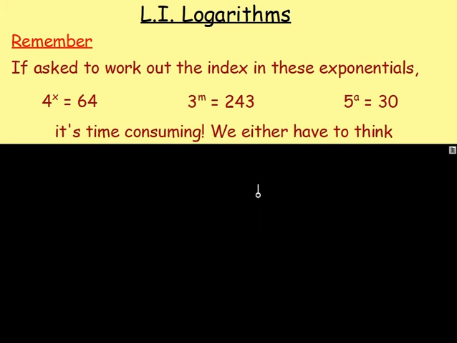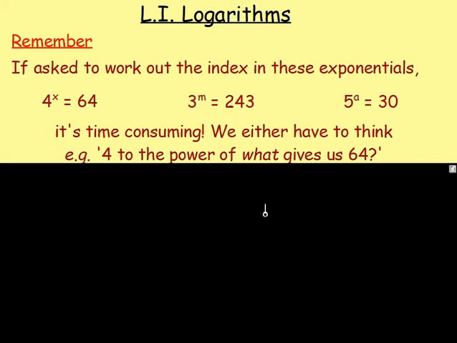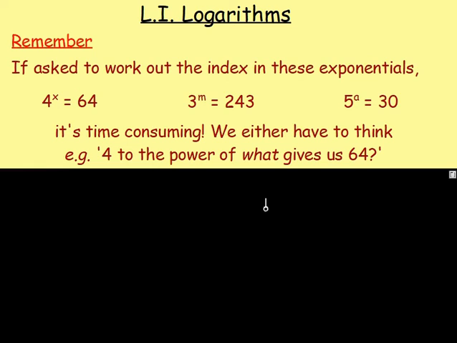Really, for each of these, it's going to be time consuming. You've got to think, 4 to the power of what gives us 64, which is maybe a quicker one. It's going to be 4 cubed, so x is just going to be 3. Either you can work it out by taking a wee bit of time and multiplying 3 by itself so many times to see what gives you 243, but sometimes you might get something like this with 5 to the power of a equals 30.